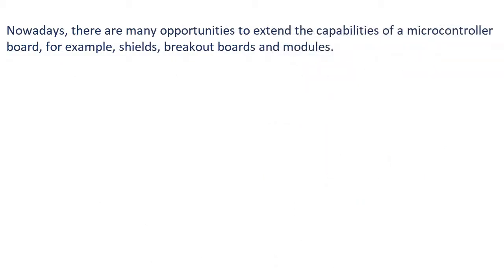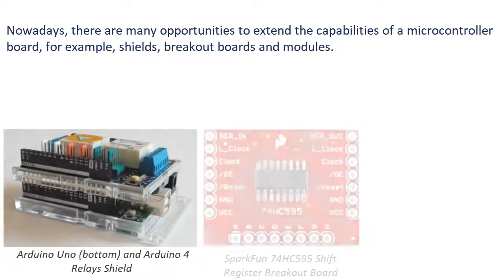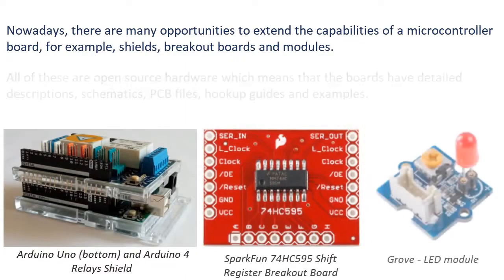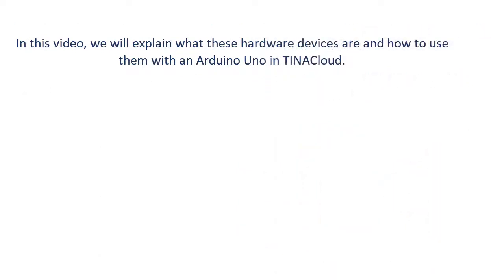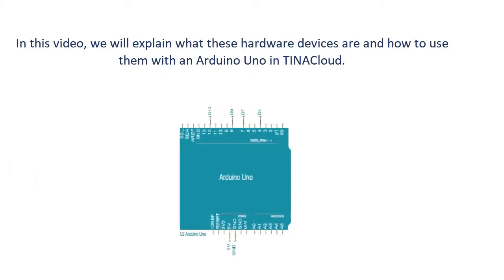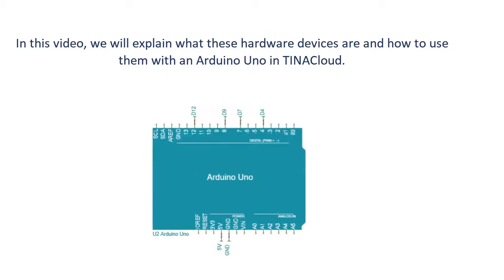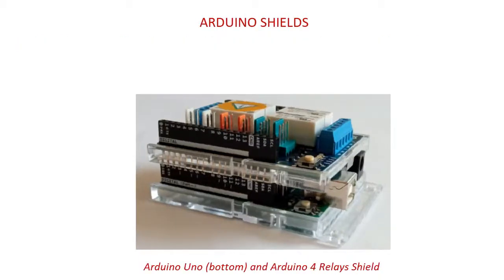Nowadays, there are many opportunities to extend the capabilities of a microcontroller board. For example, shields, breakout boards, and modules. All of these are open source hardware, which means that the boards have detailed descriptions, schematics, PCB files, hookup guides, and examples. In this video, we'll explain what these hardware devices are and how to use them with an Arduino Uno in TINACloud.